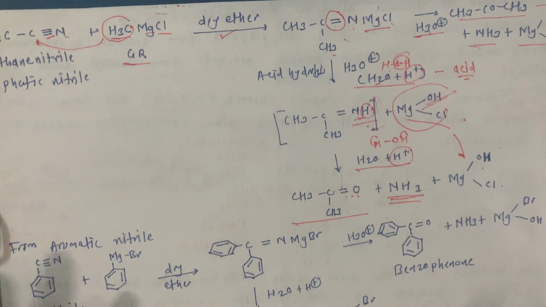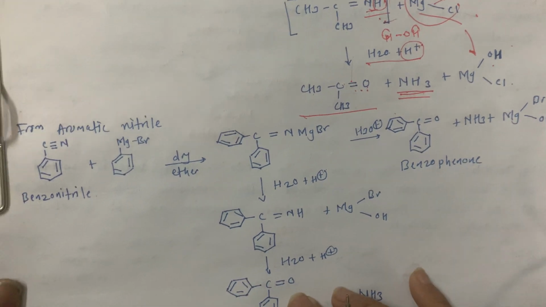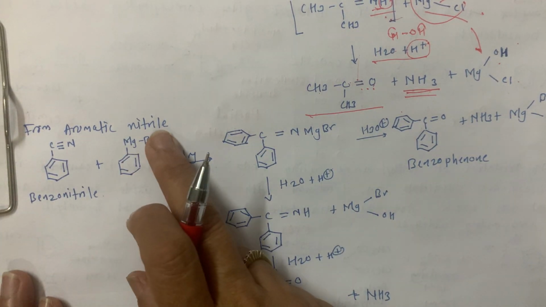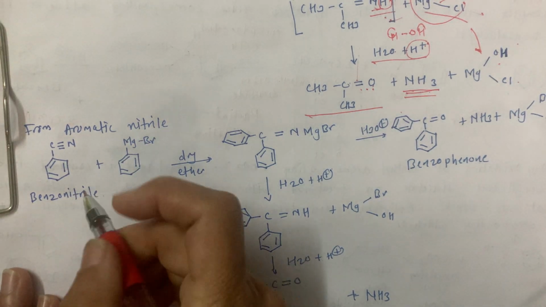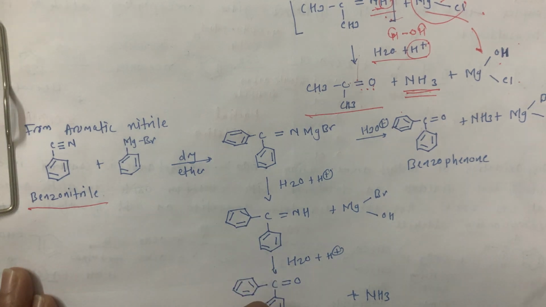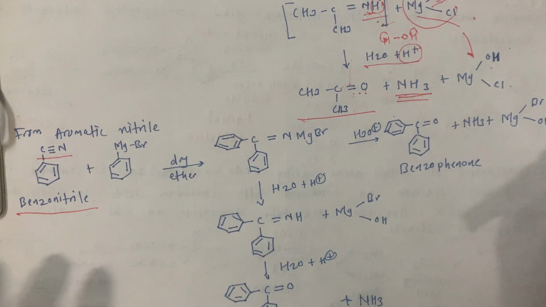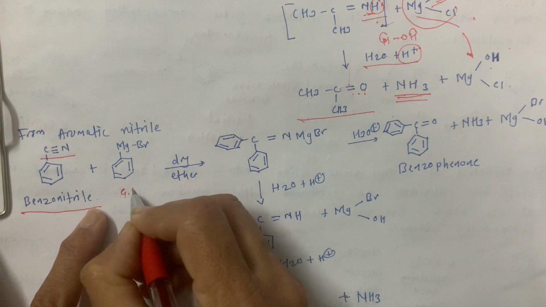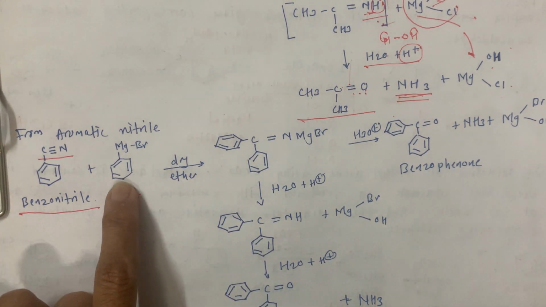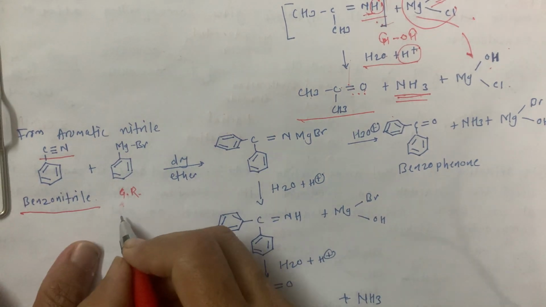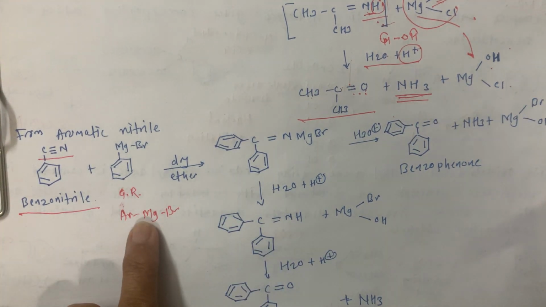Now we are going to see aromatic ketones. For that we have to take the reactant as an aromatic nitrile, and this is our benzonitrile. Means on the benzene ring there is C triple bond N, benzonitrile. Then here again we use an aromatic Grignard reagent. Instead of R, now there is a benzene ring. So this is our ArMgBr. Are you getting this thing?